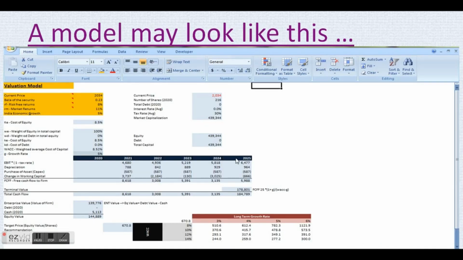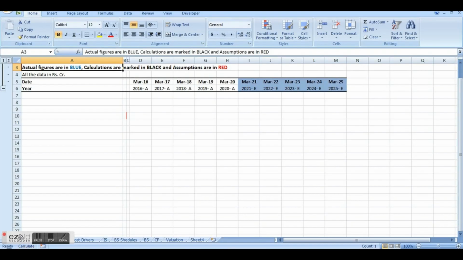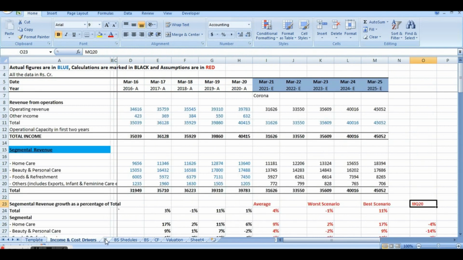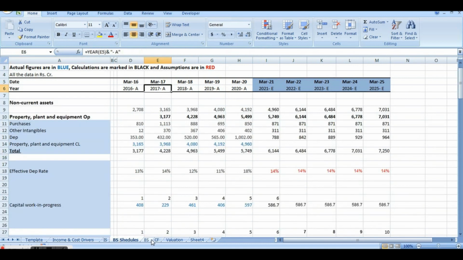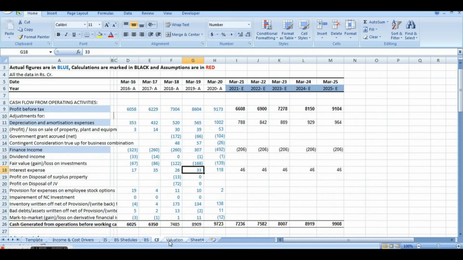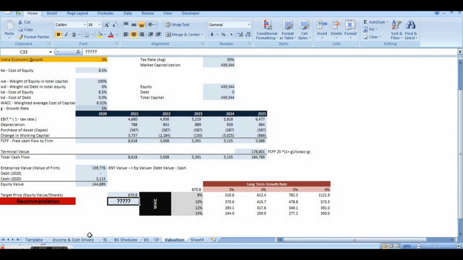Now, how does the model look? Let us have a look at one small valuation model. What you can see on your screen is one small valuation model, and the first spreadsheet is the template. One of the characteristics of a financial model is that there should be uniformity in whatever spreadsheets you create, and you can see here, it makes your task easy. You will understand it later on.